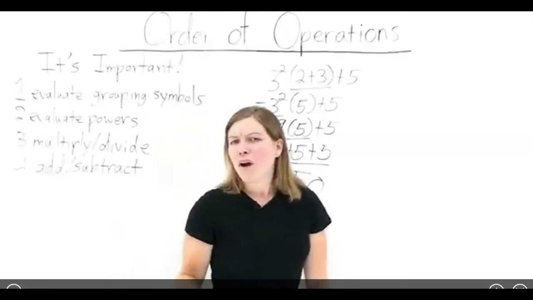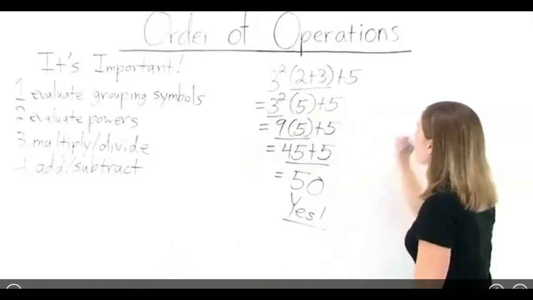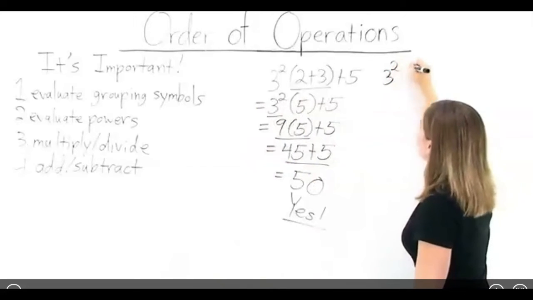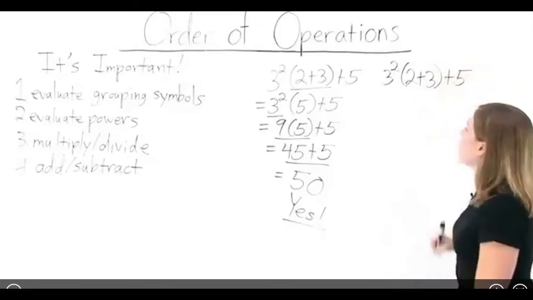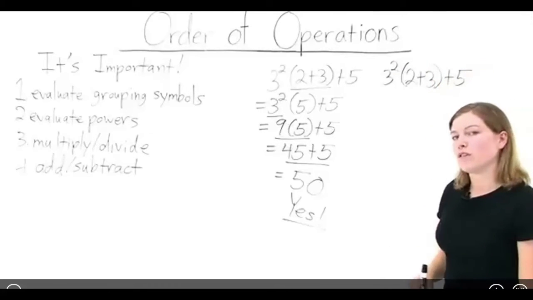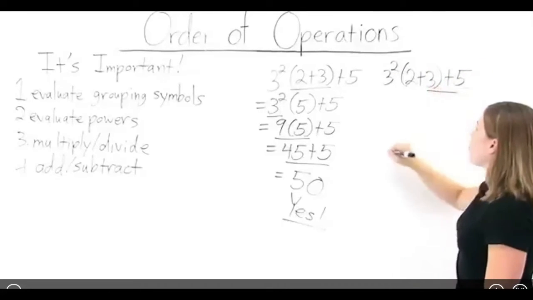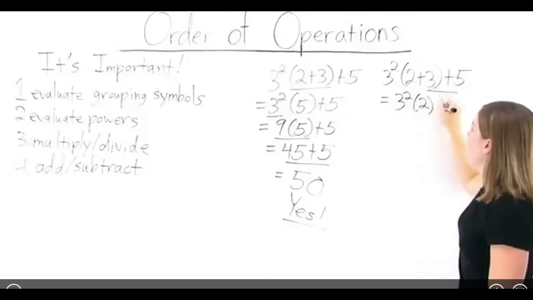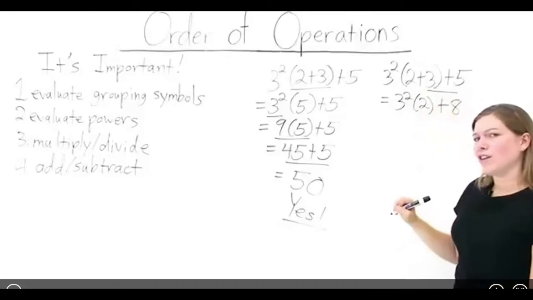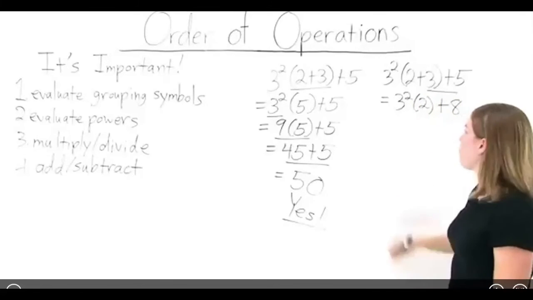Perfect. Now what happens if we evaluate the same expression, but we don't use the order of operations? Let's see what happens. Rather than doing grouping symbols first, let's ignore them. Let's add 3 plus 5 together. We get 3 squared times 2 plus 8. Already looks kind of different than what we had before.